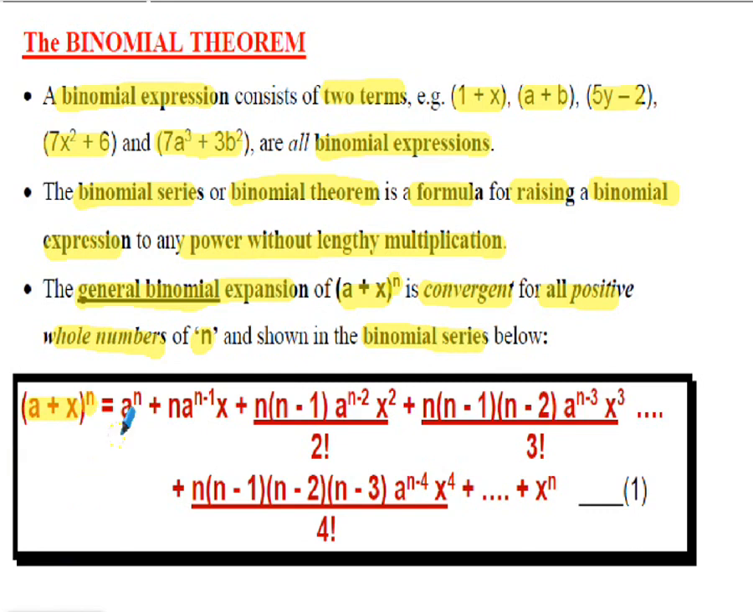The general series is a to the n plus n multiplied by a to the power of n minus 1 times x, plus n multiplied by, in brackets, n minus 1 multiplied by a to the power of n minus 2 multiplied by x squared, all divided by factorial 2, plus n multiplied by n minus 1 multiplied by n minus 2, a to the power of n minus 3 times x to the power of 3, and so it goes on to n multiplied by n minus 1 multiplied by n minus 2, n minus 3, a to the n minus 4, x to the 4 upon factorial 4, etc. Okay, so that is the general binomial series.